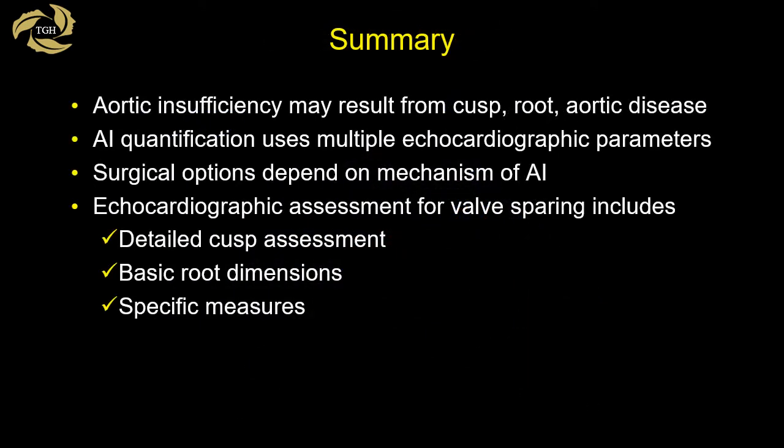In conclusion, aortic insufficiency may result from cusp, root, or aortic disease. AI quantification uses multiple echocardiographic parameters. Surgical options depend on the mechanism of AI. The echocardiographic assessment for valve sparing includes detailed cusp assessment, basic root dimensions, and specific measures.